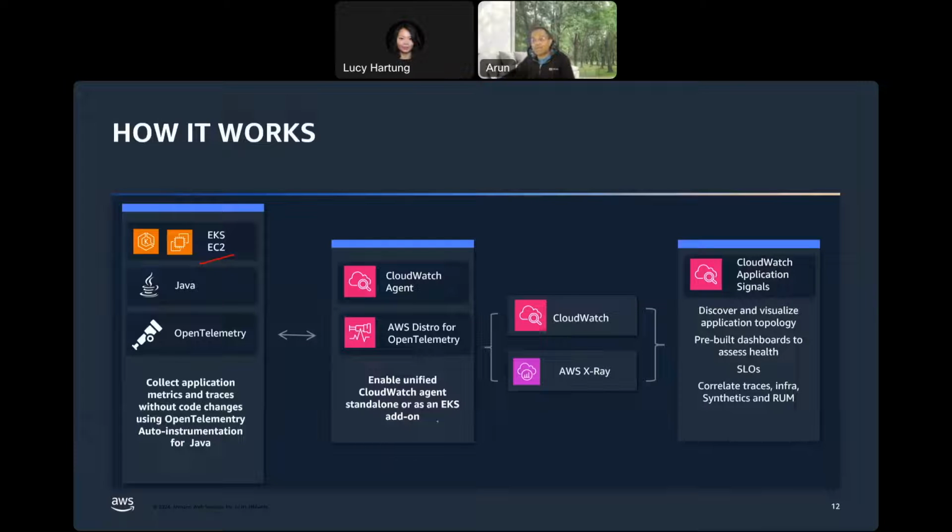After enabling the add-on, the ADOT Java agent auto injects the OTel auto instrumentation library for Java. Now, once this is complete, it starts sending your data to Amazon CloudWatch and AWS X-Ray. Application Signals automatically discovers all your services and the dependencies and provides application topology visualizations to understand the state of your application architecture.